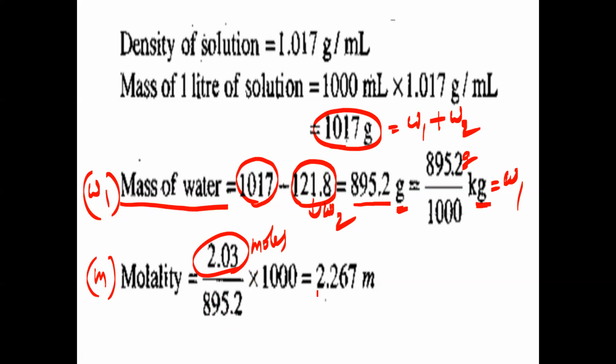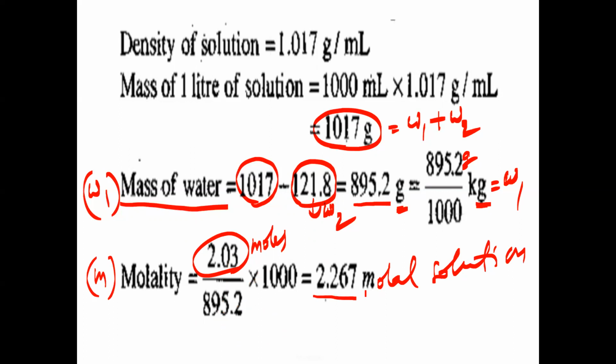So that is equal to 2.267. The 895 by 1000 is already in kg. Since we have taken the 1000 up, it becomes 1000 into 2 by 895. This is what we have to understand here. It is about the calculation of molarity and molality. Now it is a 2.267 molal solution.